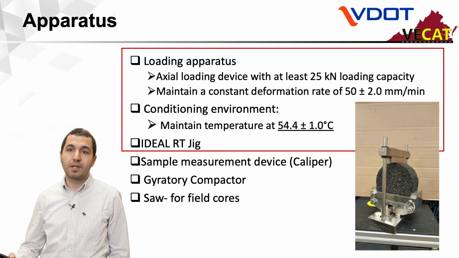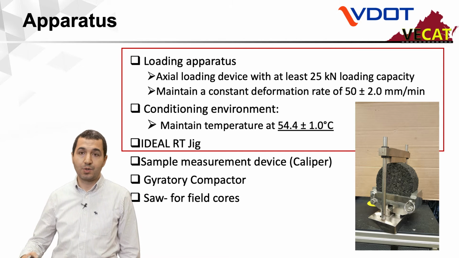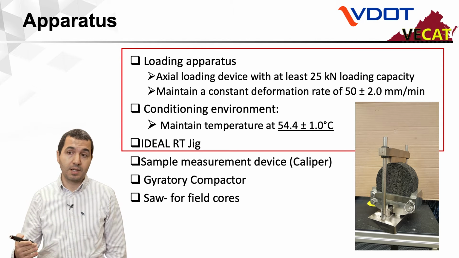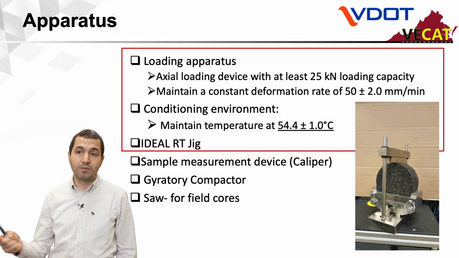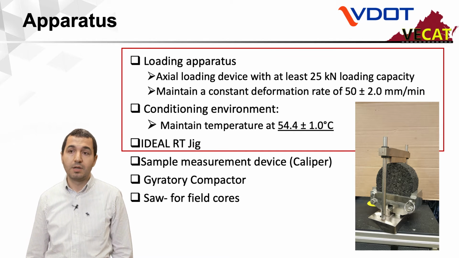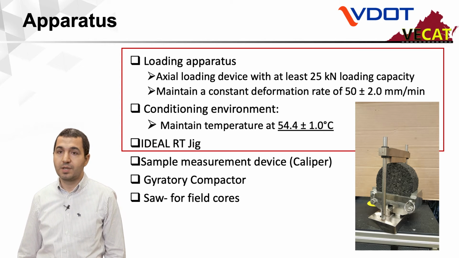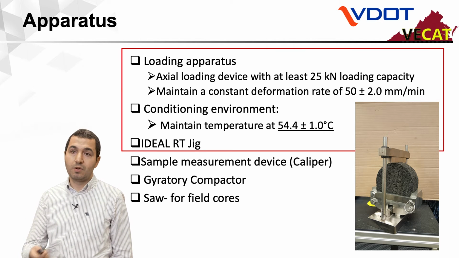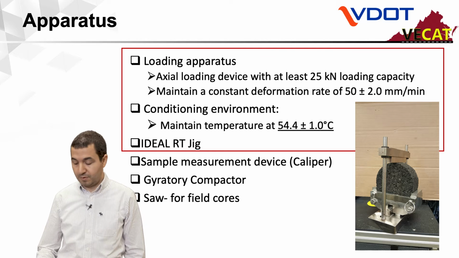The same apparatus that you use for the IDT cracking test and IDT high temperature test is used for this test as well, except for the jig that you see the specimen sitting on, which is a U-shaped support. It's available from several manufacturers. It's around $80 to $100 or so. And then you would also need a conditioning environment that maintains the temperature at 54.4 C for this test.